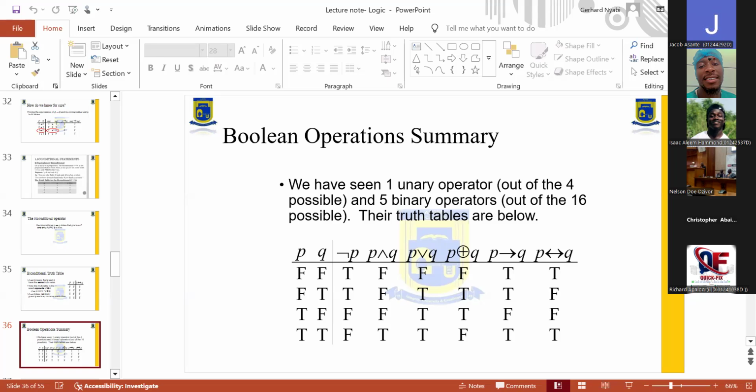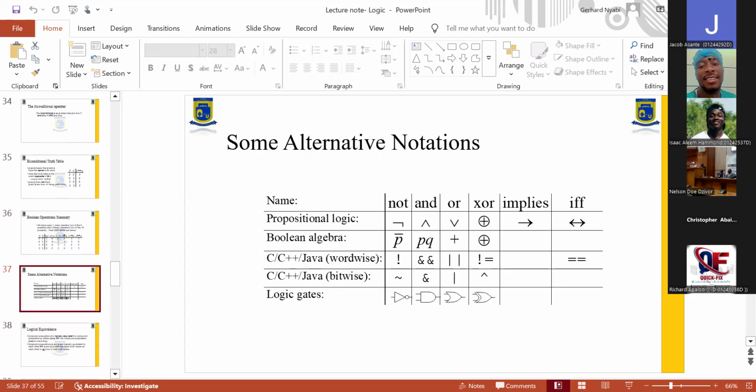Equivalence. We are going to look at equivalent logical operators. So now we want to see that, logically, a particular compound statement under certain conditions.